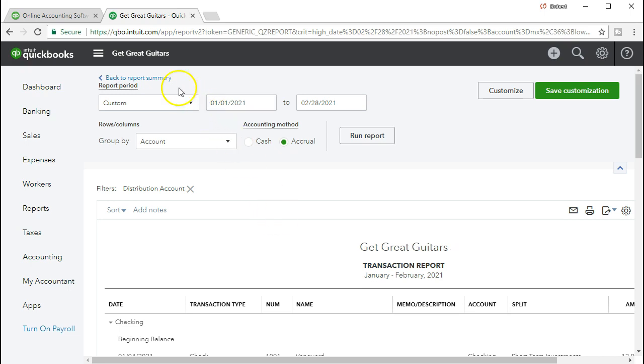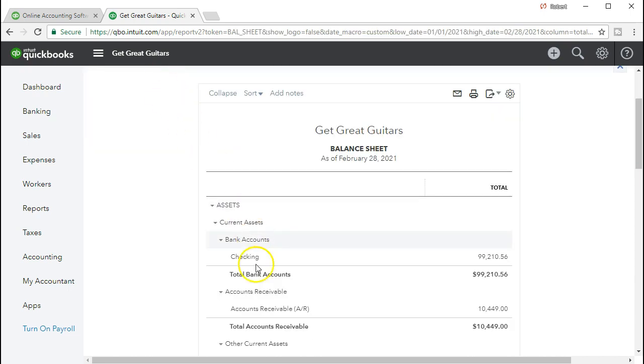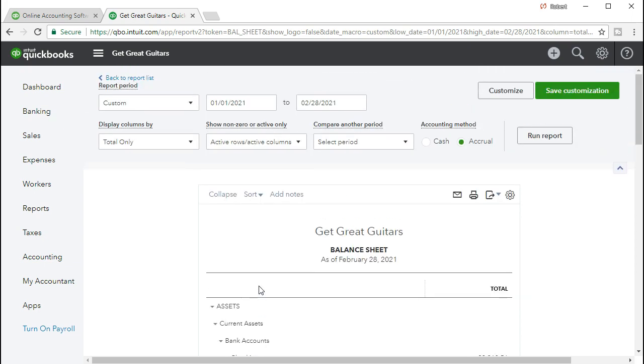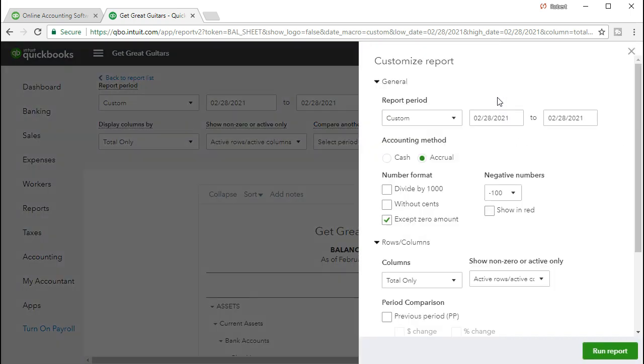If we go back to the report summary, so here is going to be our report summary. Now let's make some adjustments. Let's customize this a bit and see if we can do a comparison. I'd like to see last month compared to this month. To do that, we're going to scroll up and go to this customize section. So we will customize this report.